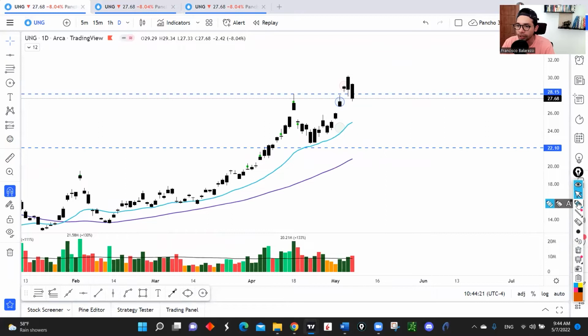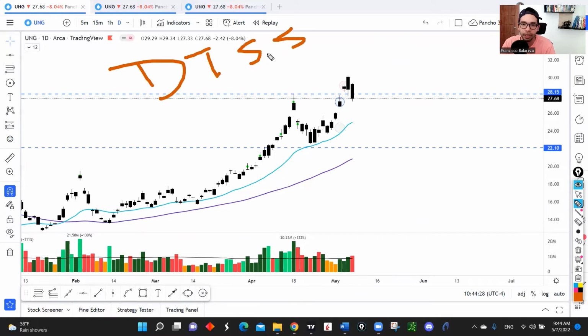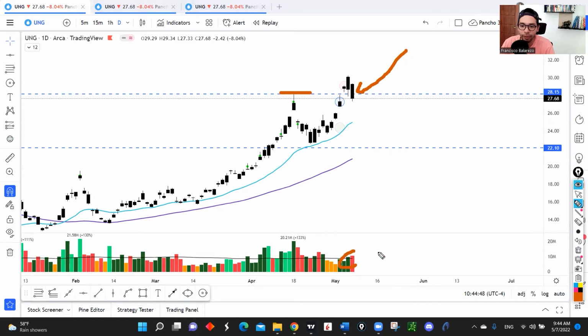Now, the problem with my execution in this trade is that usually this trade is called the DTSS setup. The DTSS setup is a double top short setup. However, the trigger for that trade is what is happening right now. So what do you want for a double top short setup to trigger? You want price to go above the pivot and then reverse on high volume and close below that pivot. So right now, the setup is actually triggering.